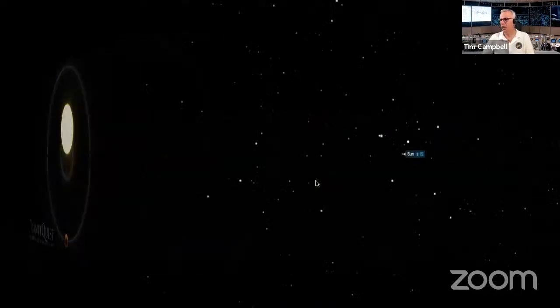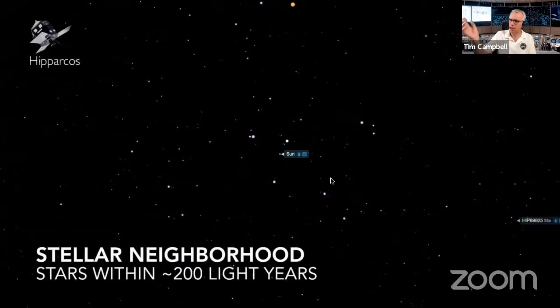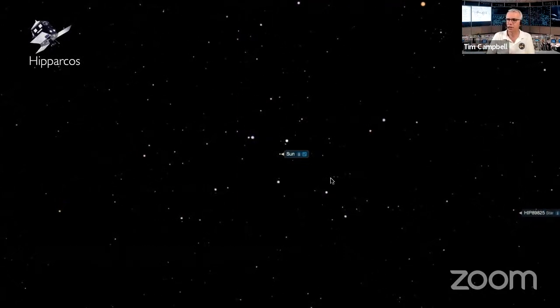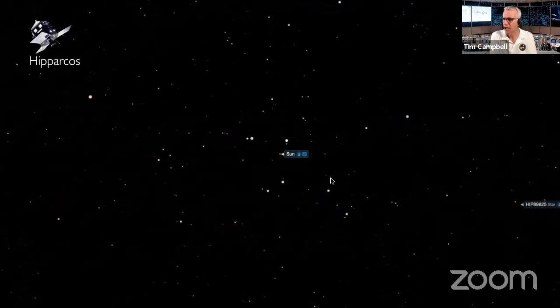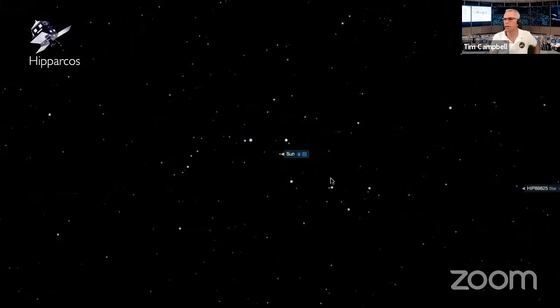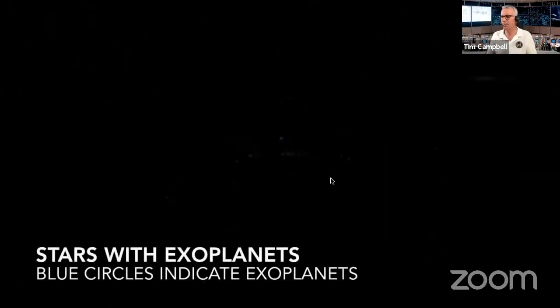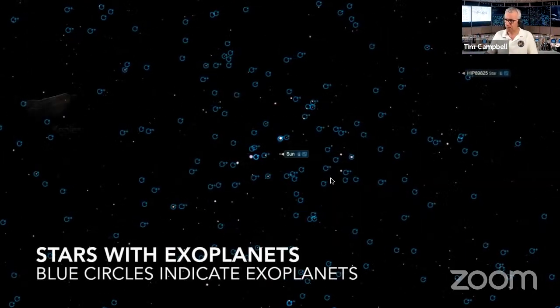All right, so here I've got a simulation of the stellar neighborhood, stars within 200 light years, all identified by Hipparcos. Hipparcos was doing this originally by doing parallax measurements as we go around the sun, and it doesn't have to put up with the fact that the Earth has an atmosphere that's messing with it.